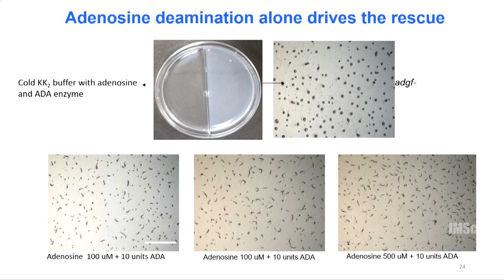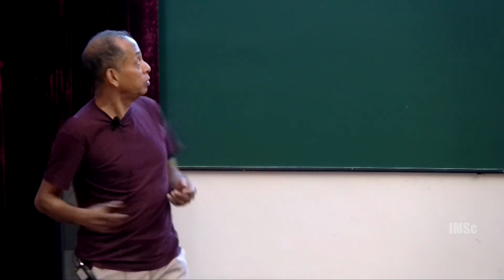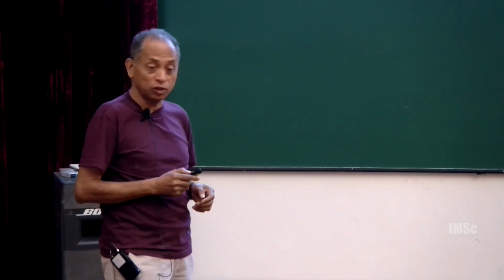Now, so far we have not proved, even though I took the wild type and have the mutant on the side, that adenosine deamination, a chemical reaction in which the amino group is cleaved off from adenosine, is responsible for ammonia formation.